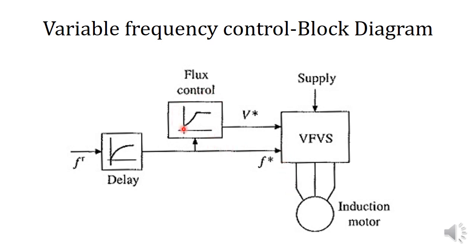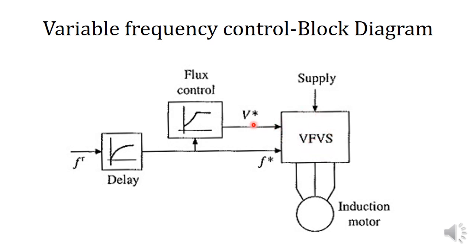Now, why have we inserted the flux control block here? Here we are giving the F star, the value of frequency command, to the flux control block, and the flux control block will produce the corresponding voltage command, that is V star, so as to maintain the V by F ratio constant up to base speed. And for above base speed operations, the voltage should be maintained constant. So in order to follow this rule, the flux control block will produce a voltage command, that is V star, and it is also given to the voltage source inverter or cycloconverter, whichever is used here.